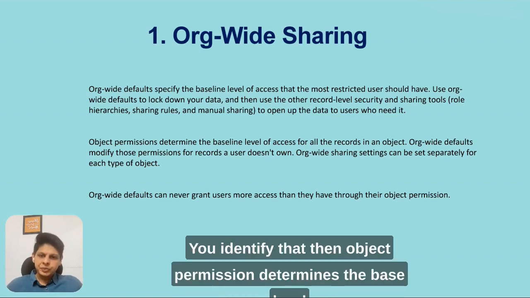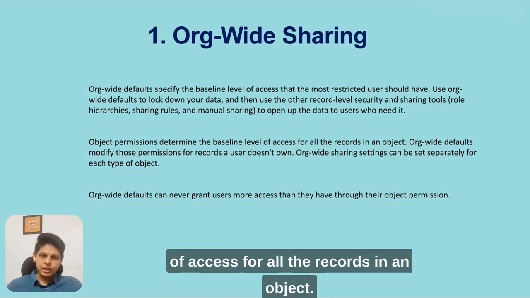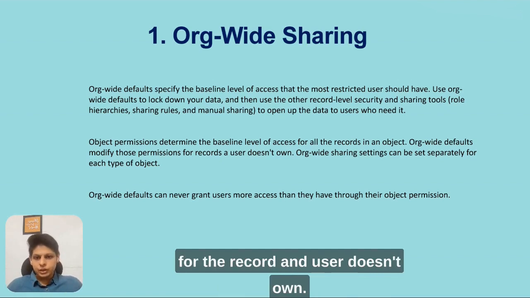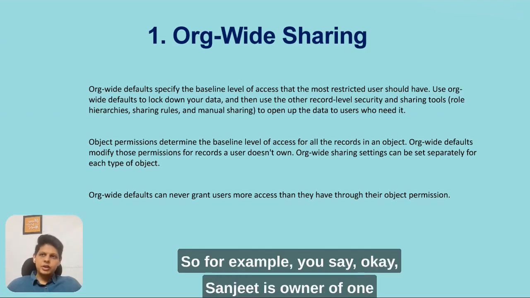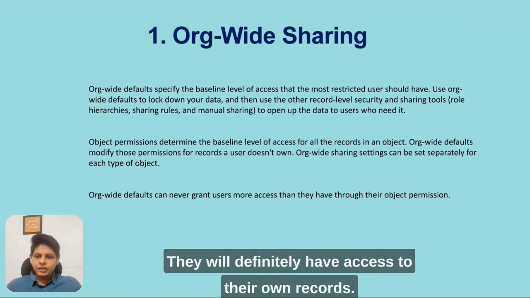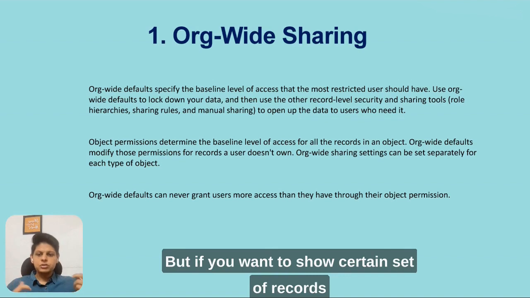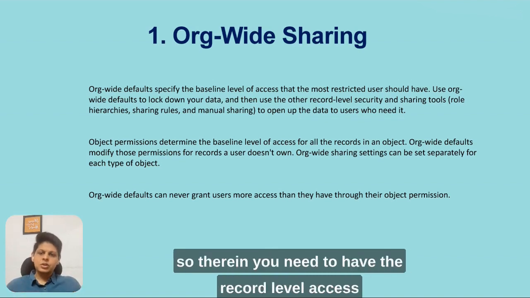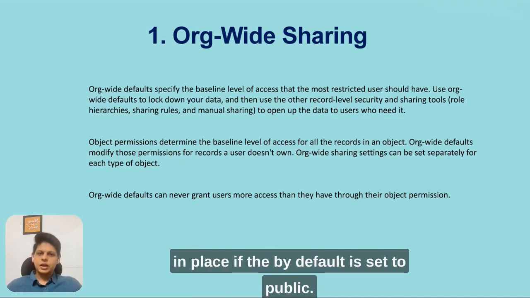You identify that. Then object permissions determine the base level of access for all the records in an object, right? But org-wide defaults modify those permissions for the records a user doesn't own. So for example, Sanjeet is owner of one of the records and John is owner of another record. They will definitely have access to their own records. But if you want to show a certain set of records to Sanjeet which belong to some other person, say Sam, then you need to have the record level access in place.